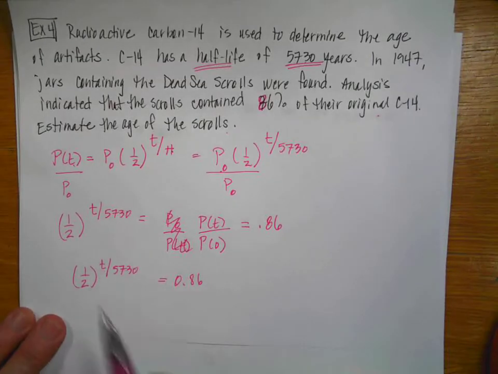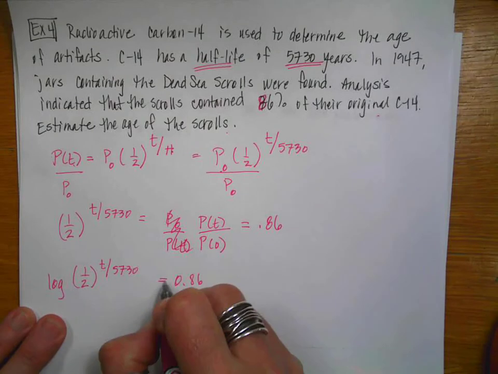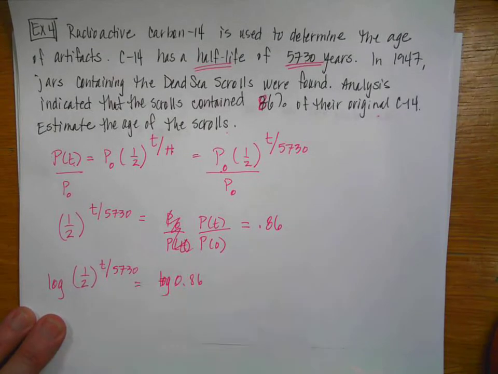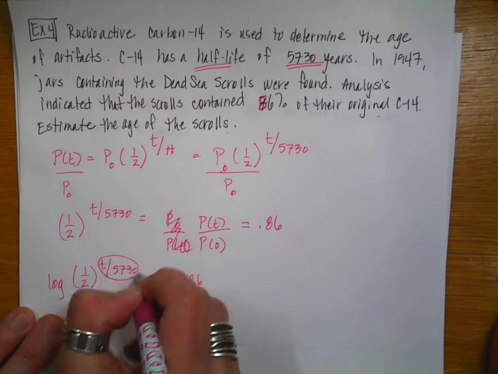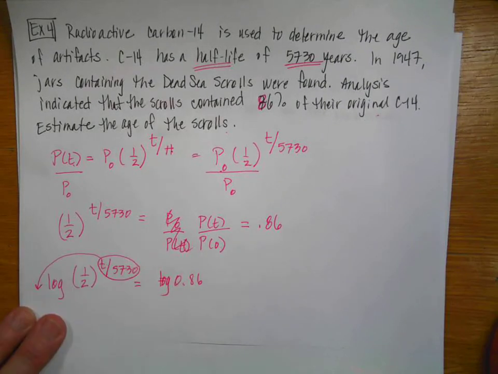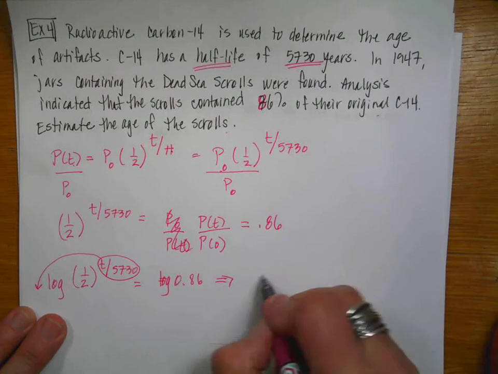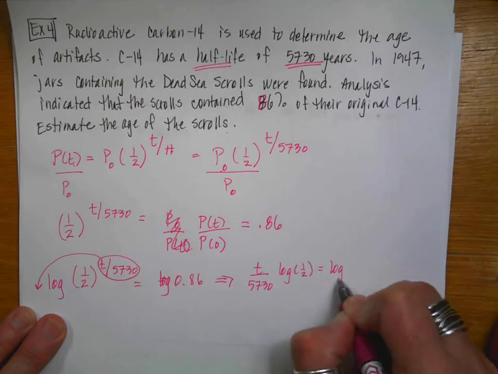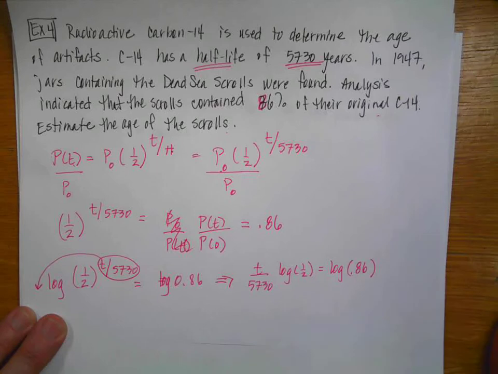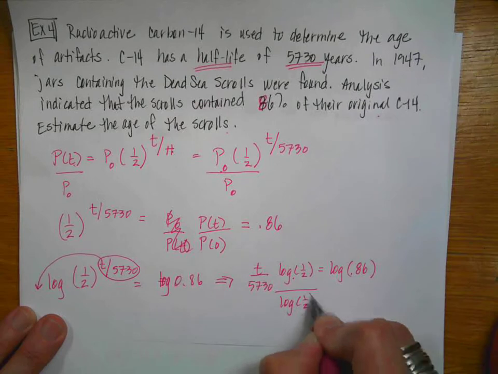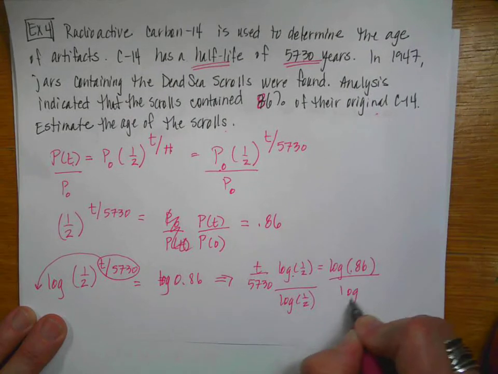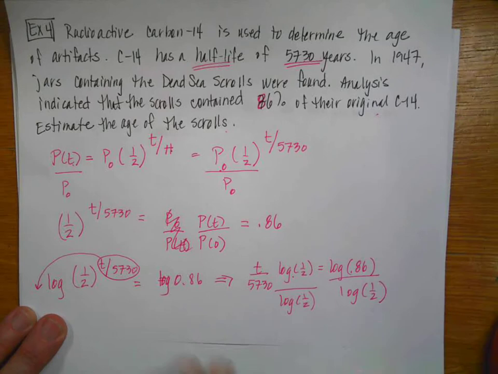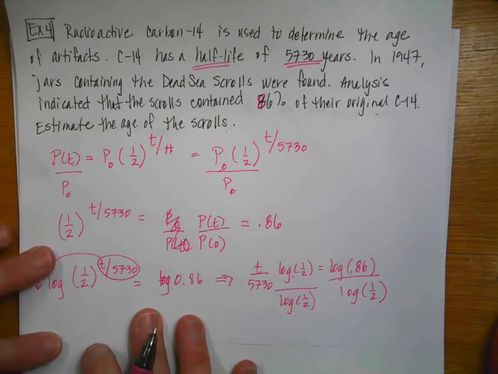So again, I need to solve an equation where the variable is in the exponent position. So I am going to take the log of both sides of the equation. And because I'm taking a log, that guy gets to go out front, okay? So this is going to become time divided by 5730 log of a half is equal to the log of 0.86, okay? I'm going to divide both sides of the equation by the log of 1/2, and remember we don't push buttons on our calculator until we're done, okay?